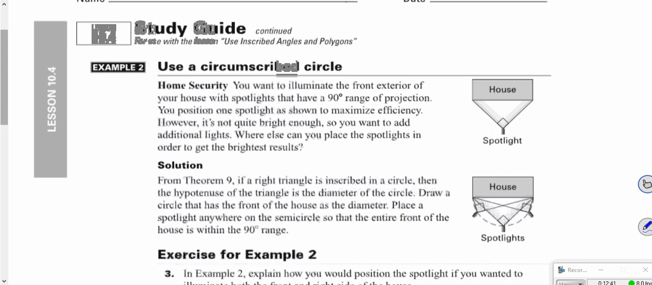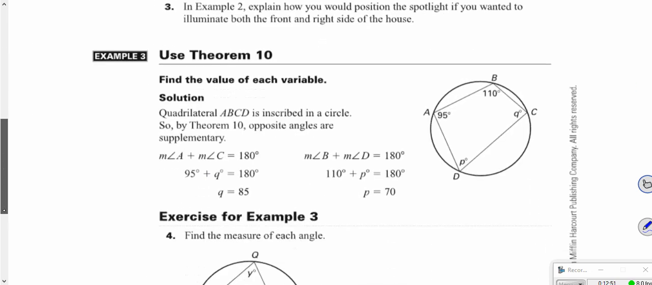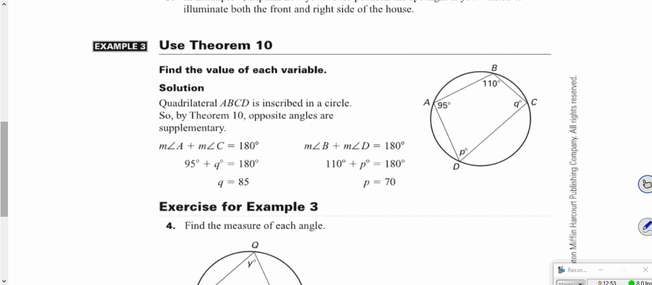Okay, I'm not a huge fan of example 2, so honestly, I think I'm going to skip it for the exercise. I'm going to run down here to theorem 10. Example 3, use theorem 10. Find the value of each variable.